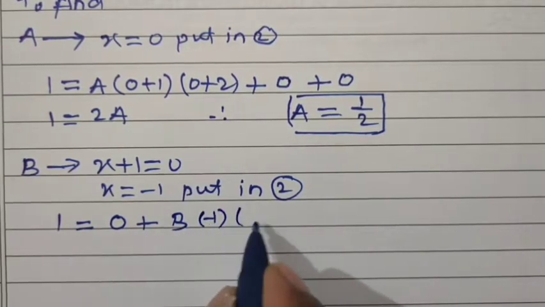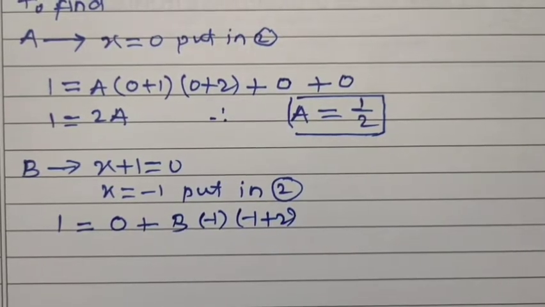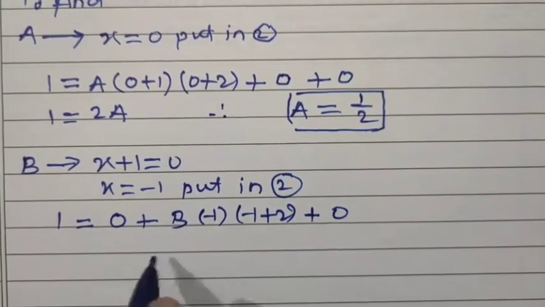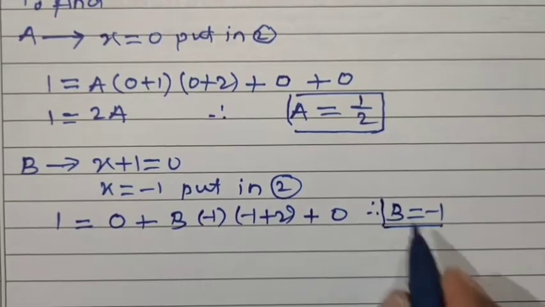Minus 1 into minus 1 plus 2. And the third term is c into x plus 1, which means the third term also becomes 0. And then b is equal to minus 1. This is the value of constant b.